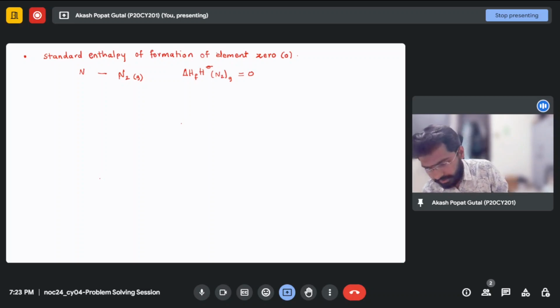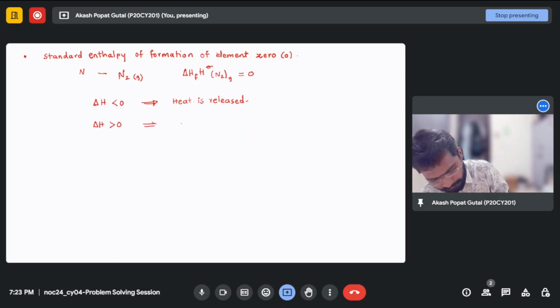And one can define by the value of delta H. If it is less than zero for a given reaction, then we will conclude that heat is released, and if it is greater than zero, heat should be given to the system.